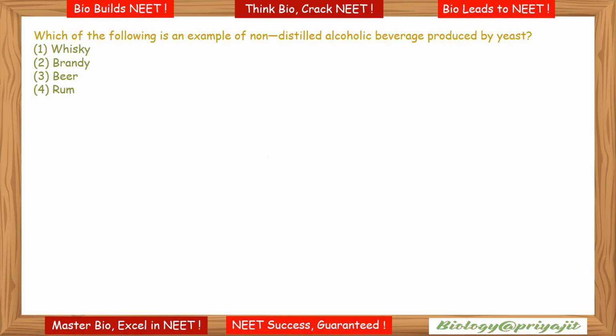Which of the following is an example of non-distilled alcoholic beverage produced by yeast? The wine and beer are produced without distillation, whereas whiskey, brandy and rum are produced by distillation of the fermented broth. So here the correct answer will be option 3, beer.